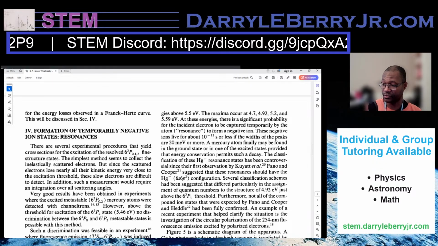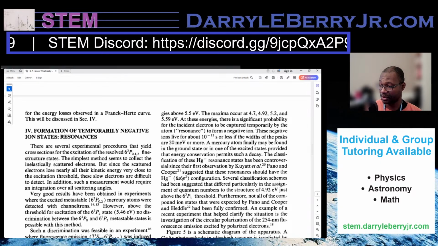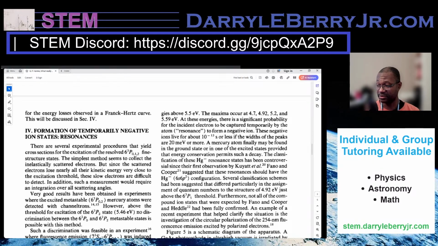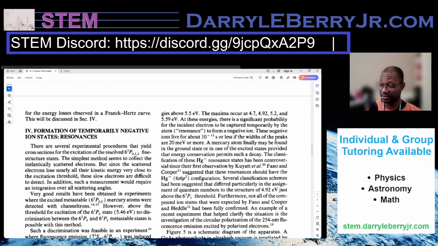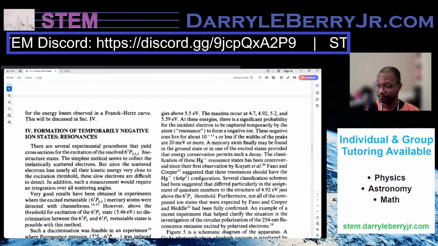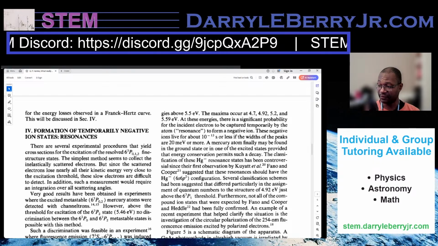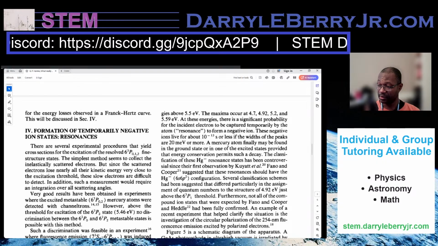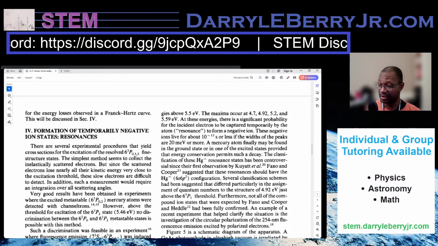Resonance states has been controversial since their first observation by Kuyatt et al., Fano and Cooper. Kuyatt et al., Fano and Cooper suggested that these resonances should have mercury ion configuration 6s6p2. Several classification schemes have been suggested that differ particularly in the assignment of quantum numbers to the structure at 4.92 electron volts just above the 6 3P1 threshold. Furthermore, not all of the compound ion states that were expected by Fano and Cooper and others have been fully confirmed.